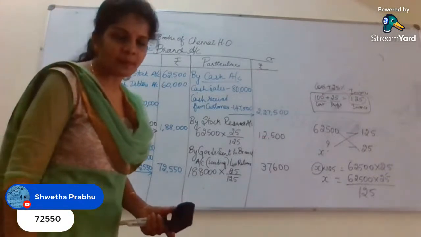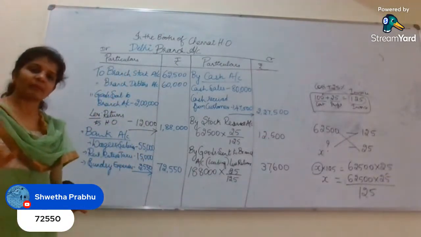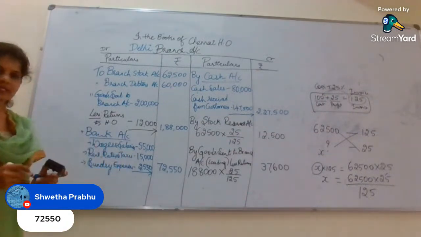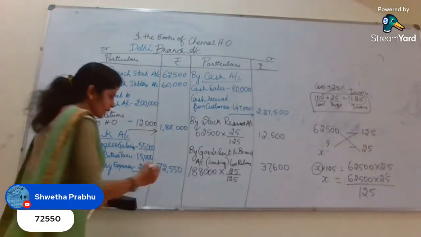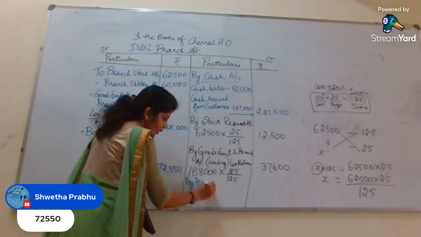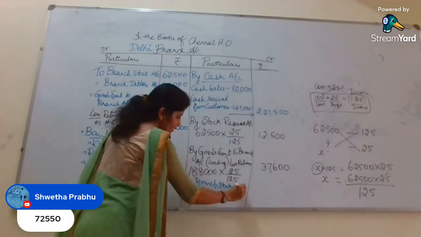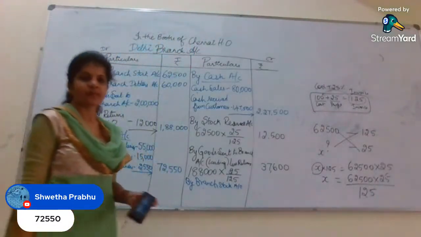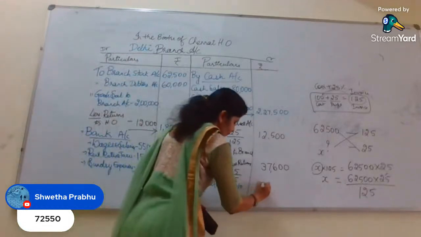It is given in the problem. In the problem they have given closing branch assets. Correct? You just adjust that closing branch assets. How to adjust? The closing branch assets must be credited. Correct? By branch stock account. What is the closing stock of branch? I'll just open the problem. Okay, closing stock of branch at invoice price is 75,000.